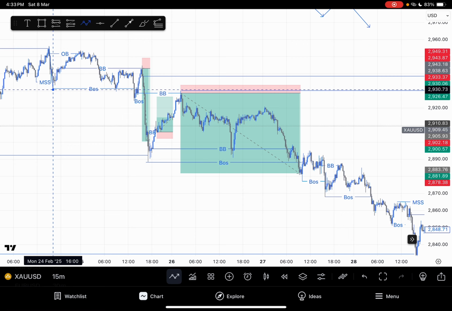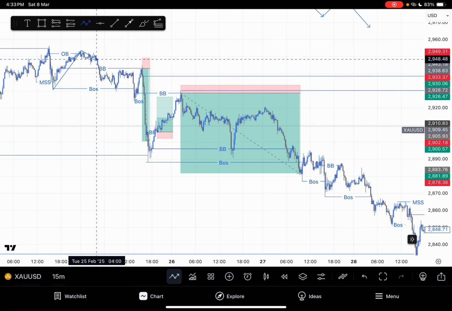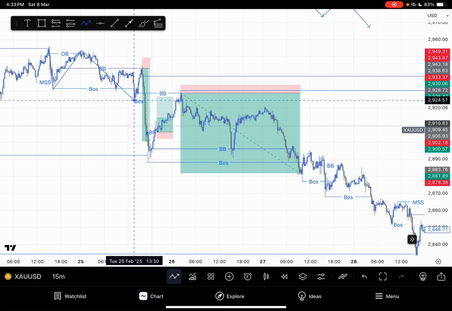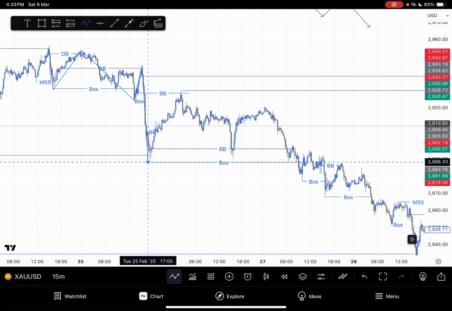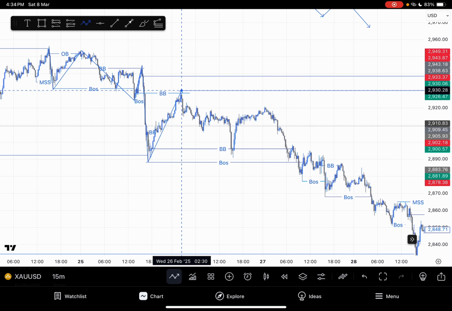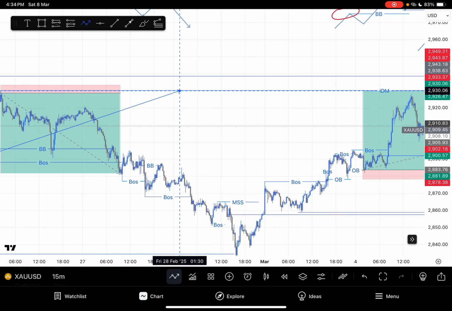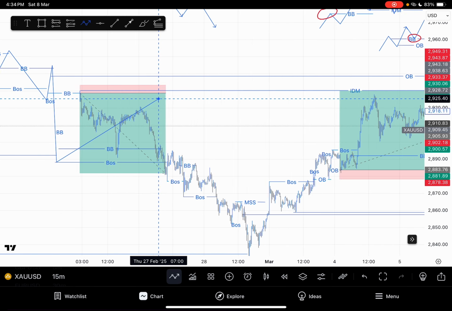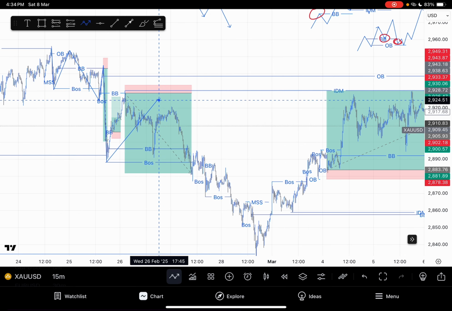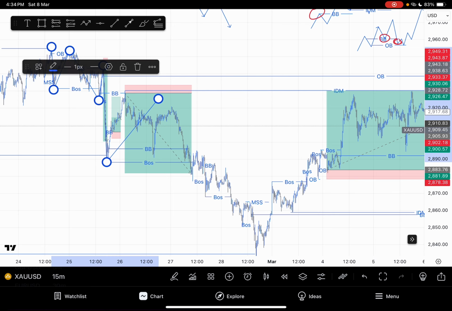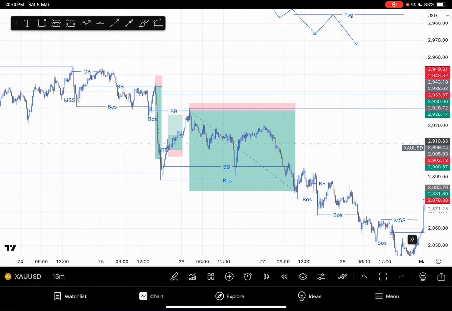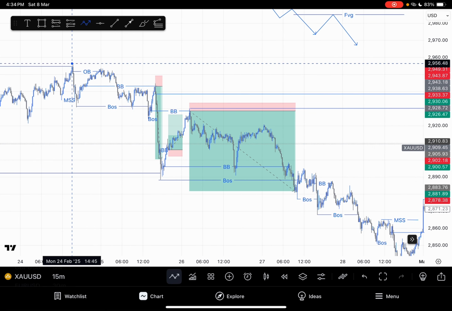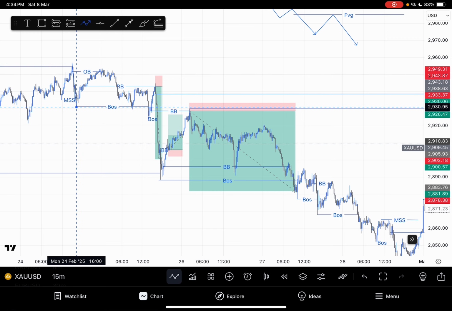breakout structures to the downside. Price has been creating multiple breakout structures to the downside, and each time price breaks below, sorry, let me mark that again. So, and each time price breaks below, it always breaks below with a full body candle for the breakout structure to be valid.